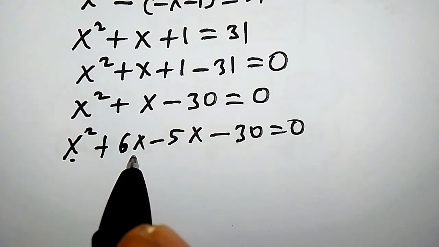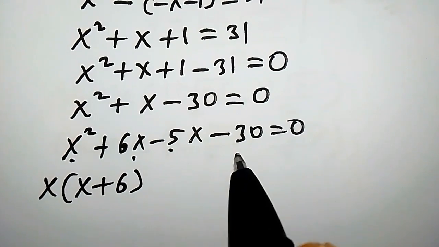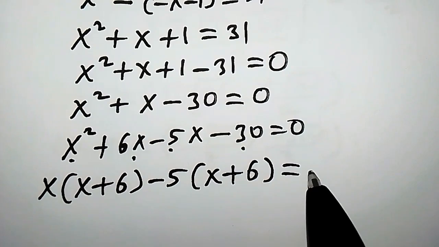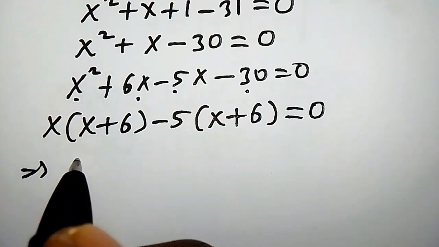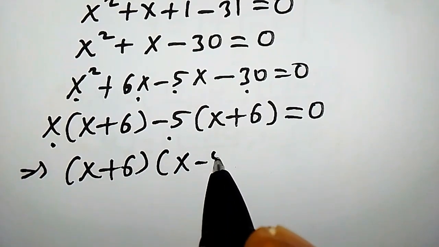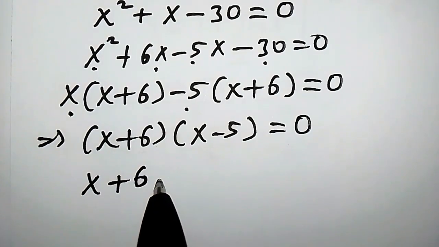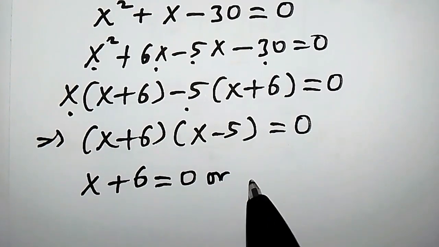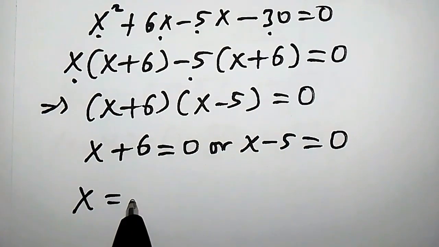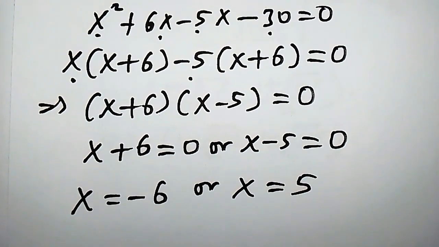The common term here is x. If we factor it out, we have x into (x plus 6). Minus 5 is common here, so we have minus 5 into (x plus 6) equal to 0. This means that (x plus 6) times (x minus 5) is equal to 0. So x plus 6 is equal to 0, or x minus 5 is equal to 0. Clearly, x is either equal to minus 6 or x is equal to plus 5.